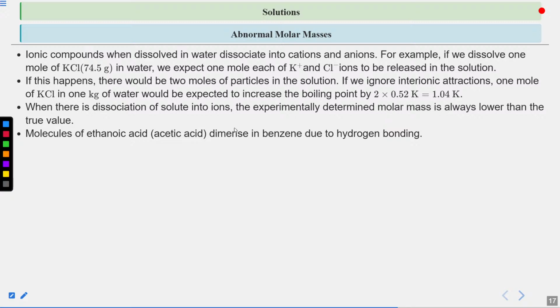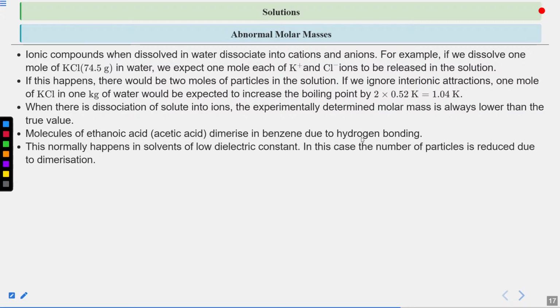So consider the ethanoic acid. The previous example was of dissociation. This is of association. In this, what will happen? 2 moles of ethanoic acid, which is also called acetic acid, will dimerize. It will be dimerized to form a single entity in the benzene, and it is happening due to hydrogen bonding.